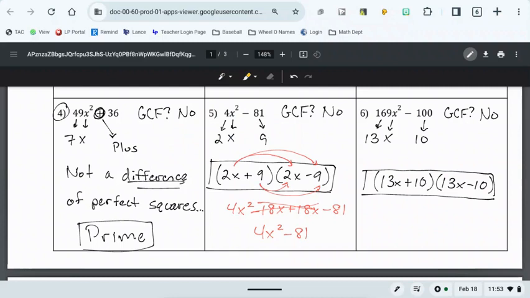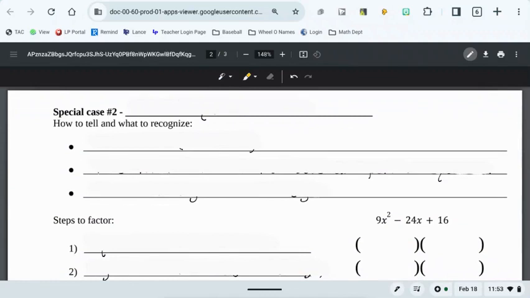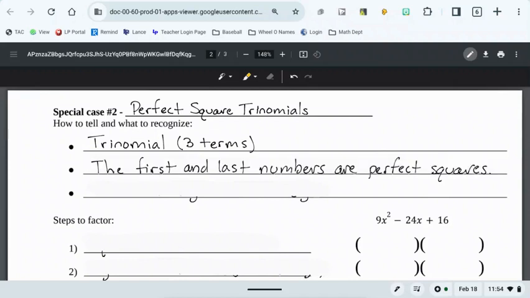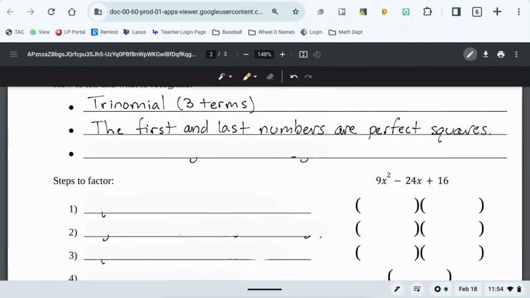All right, let's take a look at special case number 2. Special case number 2 is called perfect square trinomials. So we need perfect squares again, but this time we have trinomials, not binomials. Trinomials are 3 terms. First thing we need to look for. Second thing, the first and last terms are perfect squares. The last sign has to be a plus sign.